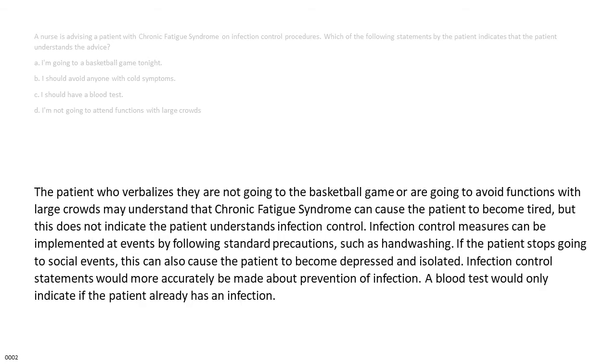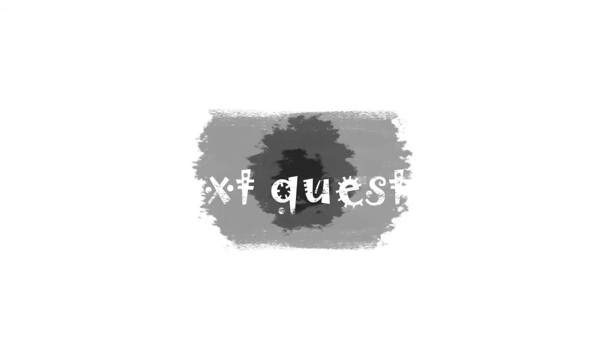The patient who verbalizes they are not going to the basketball game or are going to avoid functions with large crowds may understand that chronic fatigue syndrome can cause the patient to become tired, but this does not indicate the patient understands infection control. Infection control measures can be implemented at events by following standard precautions, such as hand washing. If the patient stops going to social events, this can also cause the patient to become depressed and isolated. Infection control statements would more accurately be made about prevention of infection. A blood test would only indicate if the patient already has an infection.